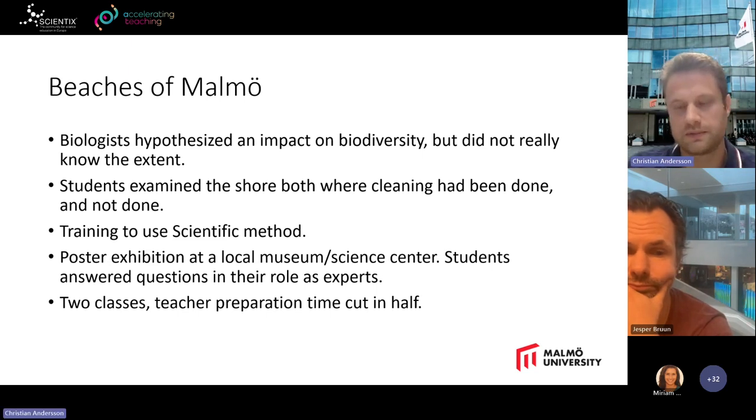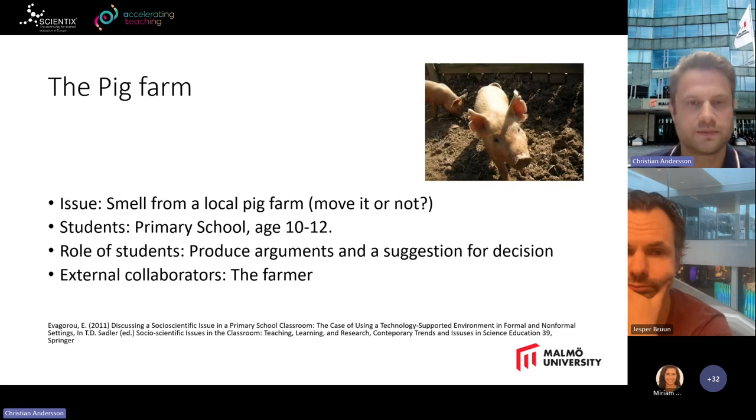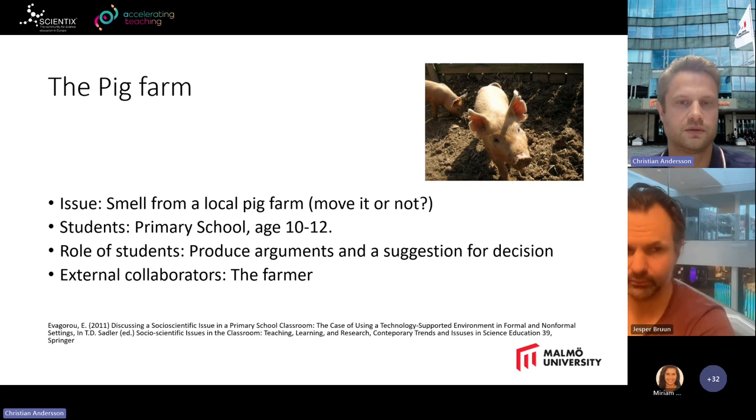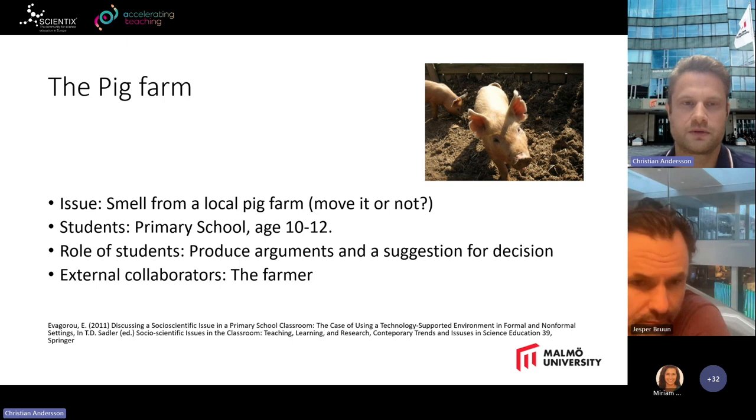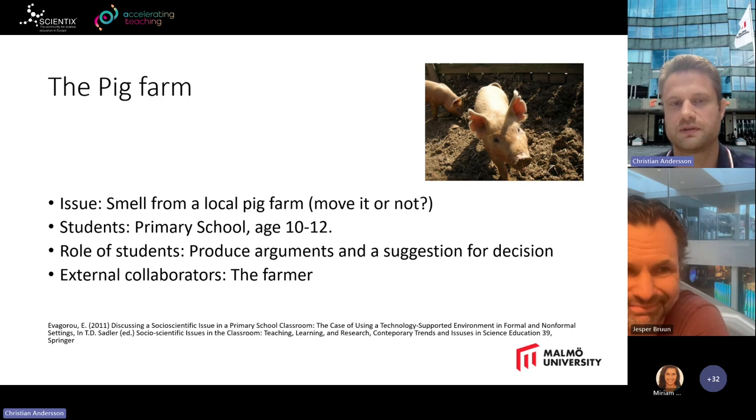The other example is from Cyprus. It's the pig farm. This was a local issue on Cyprus. So there was this village that had an intense debate whether or not to move a local pig farm or not. Of course, the pig farm provided some economical wealth to the local community, but it also smelled a lot. So there was this debate of what to do.